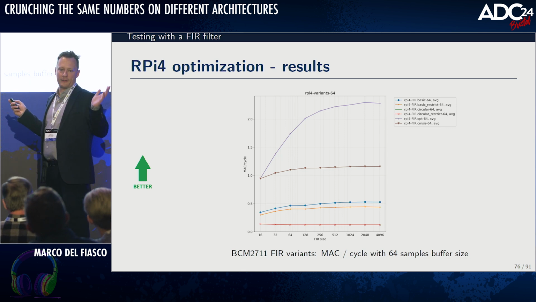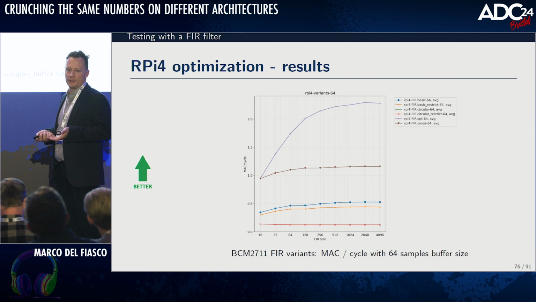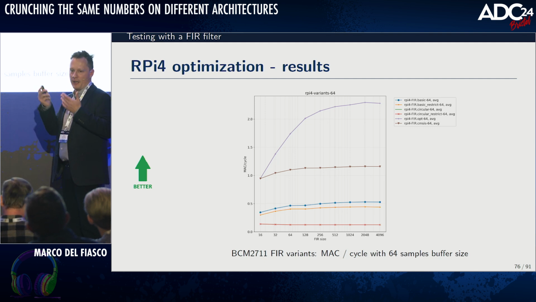So having a big buffer always gives you better results because, remember the pipelining stuff, the overhead of the prologue and the epilogue of the software pipelining.